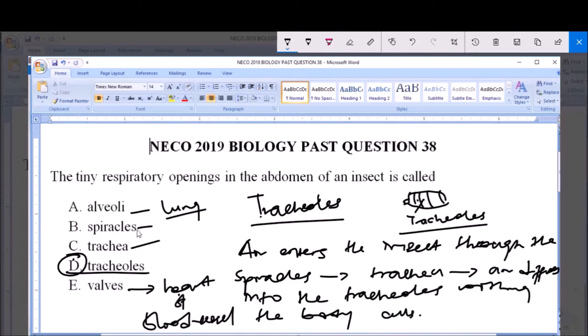But the spiracles, the trachea and the tracheoles are concerned with insects. But then the tracheole is the respiratory opening in the abdomen of an insect, and that is option D. So option D is the correct answer to this question.